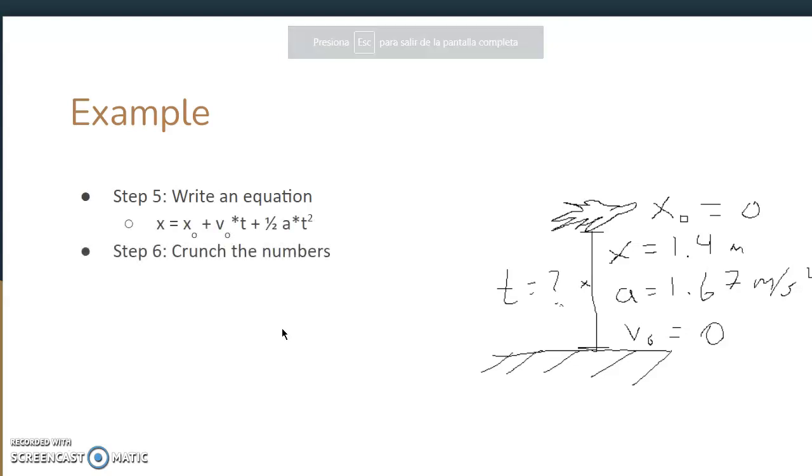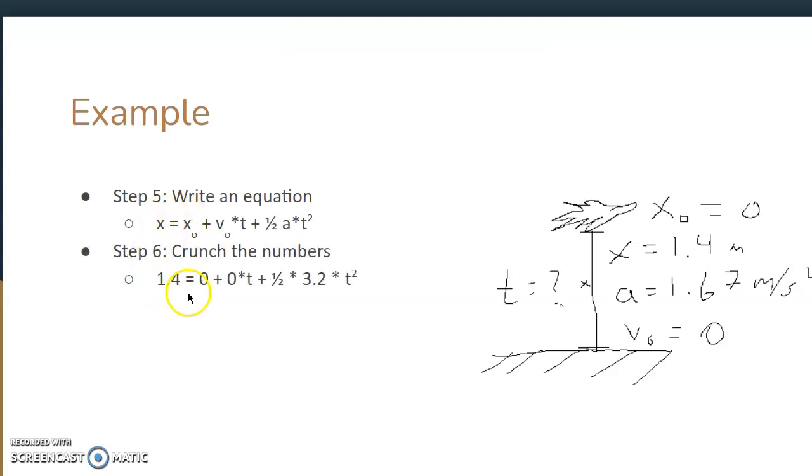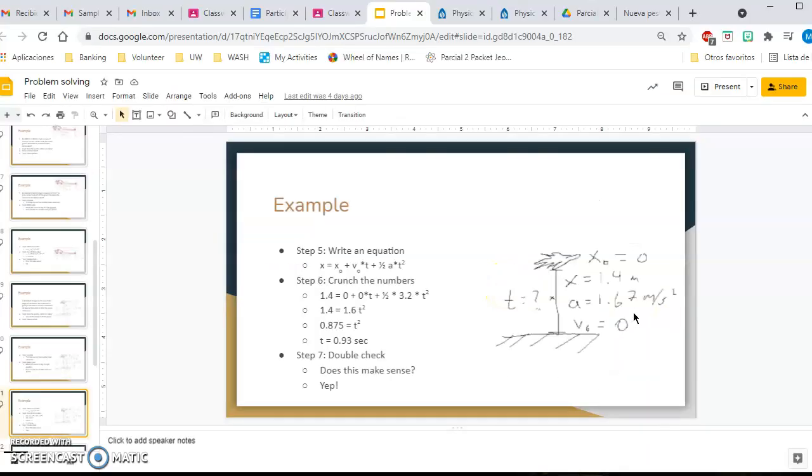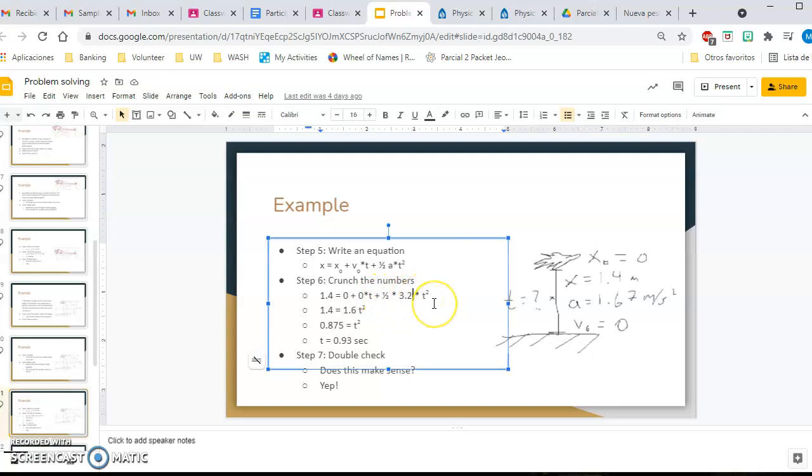This time, though, when we crunch our numbers, we plug in a number for x as 1.4, x sub naught is 0, velocity is 0, and then we have 1/2 times 3.2. Sorry, that acceleration should be 1.67. I apologize. And that means this number is wrong too. Sorry guys, this should be 0.8, and I have a couple wrong numbers.